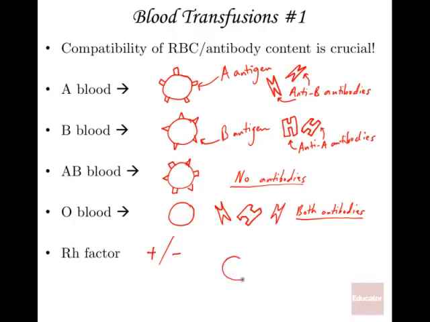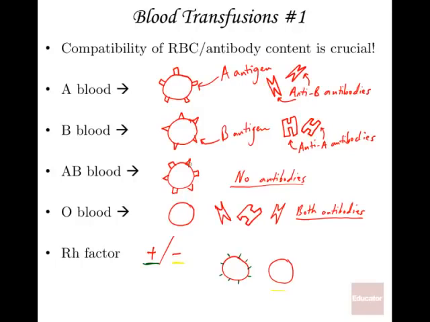Think of it like this. Let's say this is an O red blood cell. Here's another O red blood cell. If you are Rh positive, you might have this additional little antigen sticking out from the surface. If you're Rh negative, you don't have any of them. You don't have that particular antigen. It's the lack of the antigen. That's why it's negative.